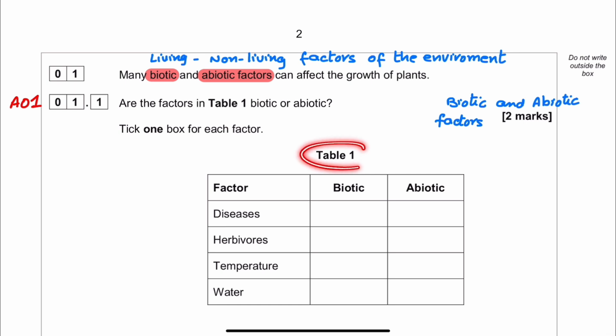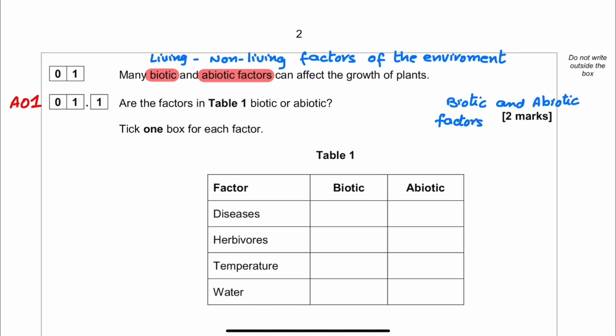We have table number 1. We have to find which of the factors are biotic factors and which of the factors are abiotic factors. Student must know the definition of the biotic and abiotic factors. The living factors in an ecosystem or in environment are called biotic factors, whereas the non-living factors such as the water, temperature, climate, these are non-living factors, so they are abiotic factors.